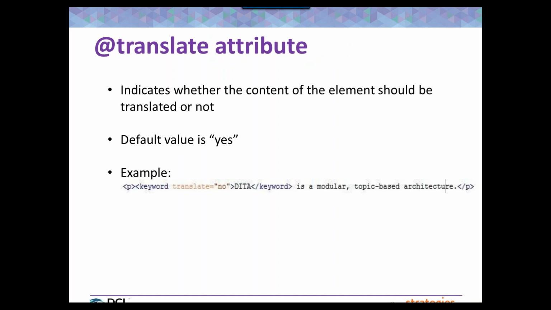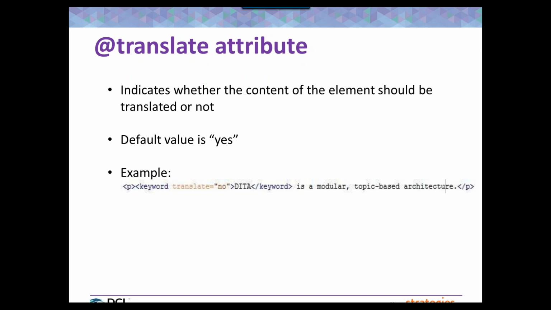So the obviously named translate attribute indicates whether or not an element should be translated. And before you go, oh gosh, I have to specify that in every element, the answer is no, you don't. The good news is that the default value is yes. So what that means is that you are obligated to indicate when an element should not be translated.